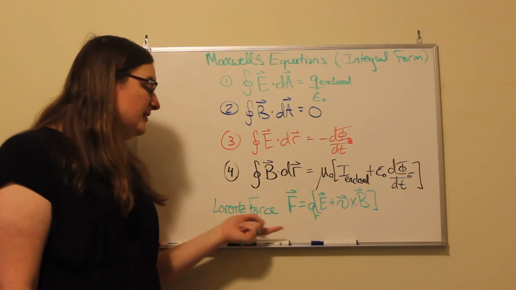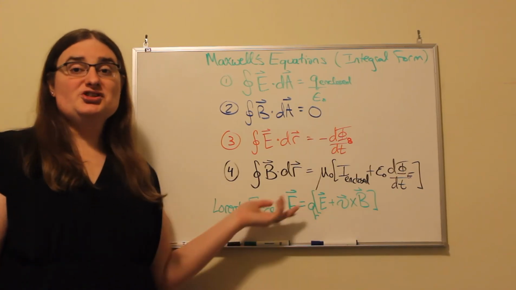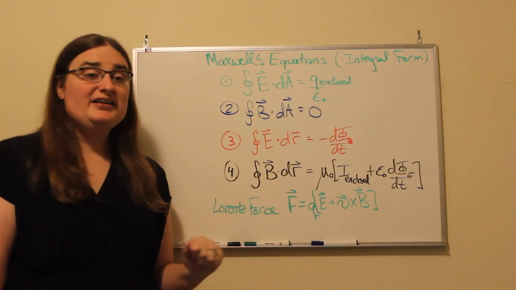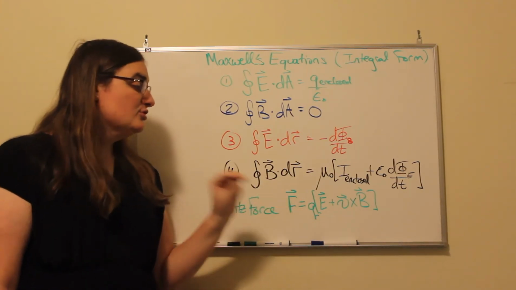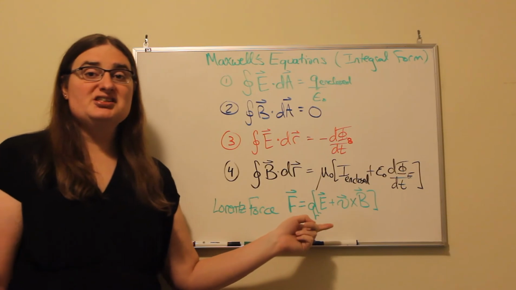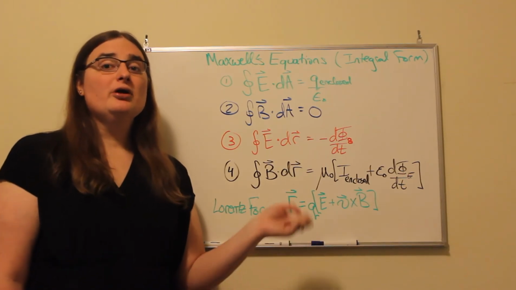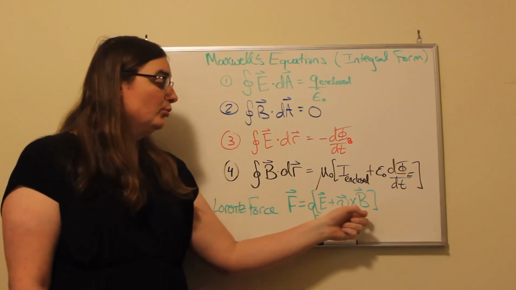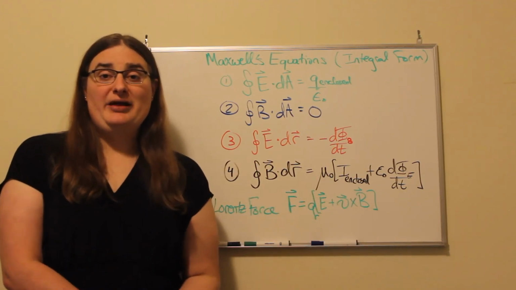And now the last piece for forces, which is also sometimes referred to as the Lorentz Force: the total force acting on a charge would be equal to that charge times the sum of the electric field plus the cross product of the velocity of that charge with any magnetic field that we have.